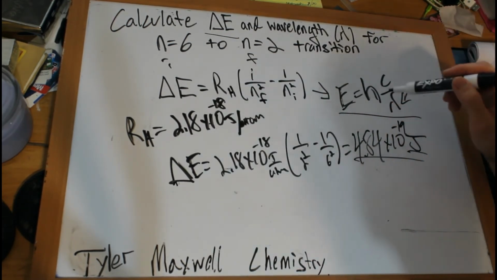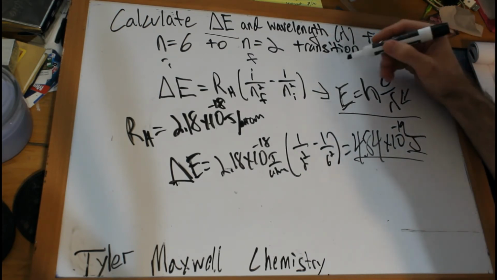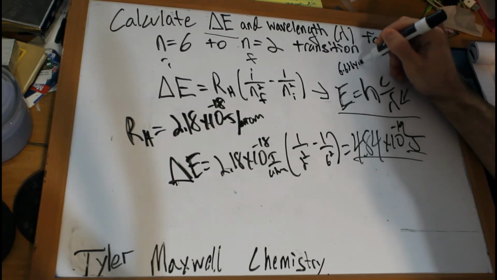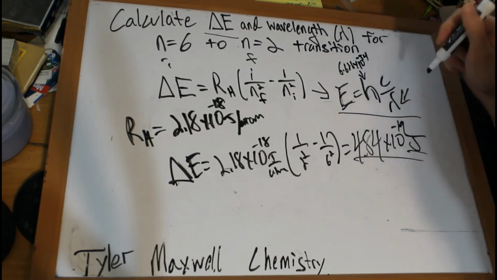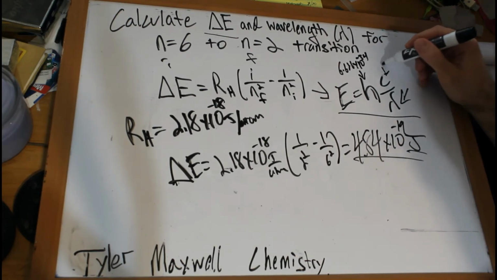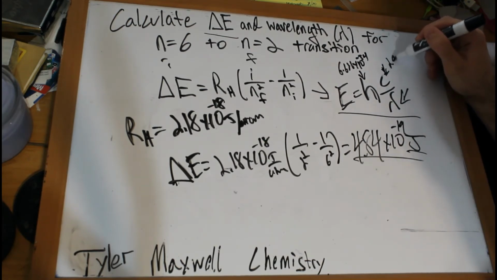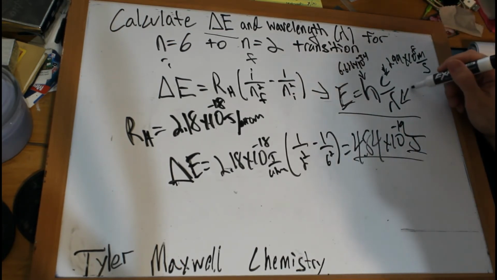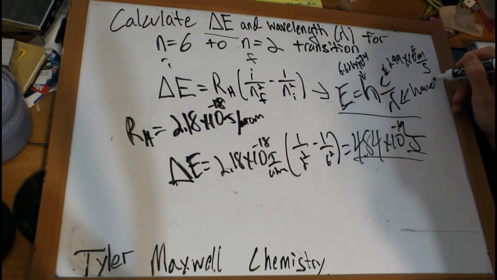We have energy is equal to hc over lambda. Remember, h is Planck's constant, 6.626 times 10 to the negative 34. c is the speed of light. Remember, that's also a constant, 2.99 times 10 to the 8 meters per second. And then this is our wavelength, right? Lambda.